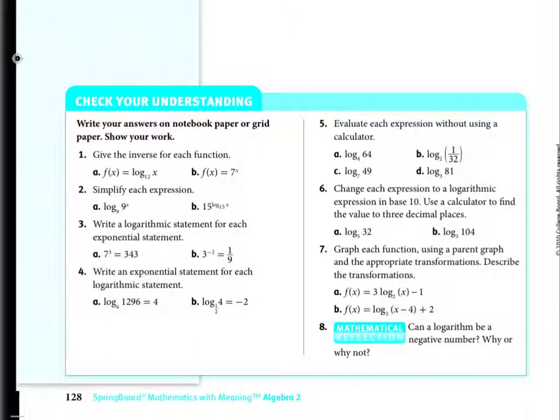Now, on your embedded, you are asked to graph it in a series of transformation graphs, which is similar to what we just did here.